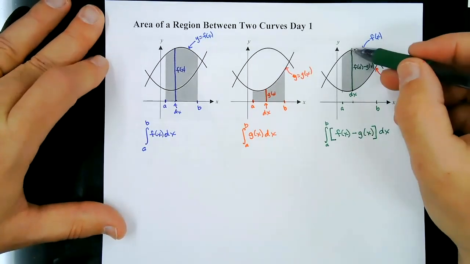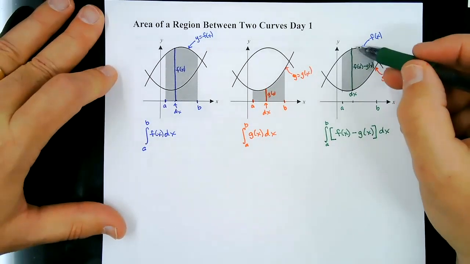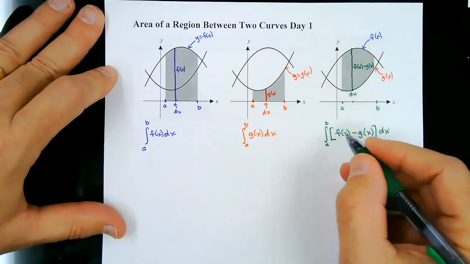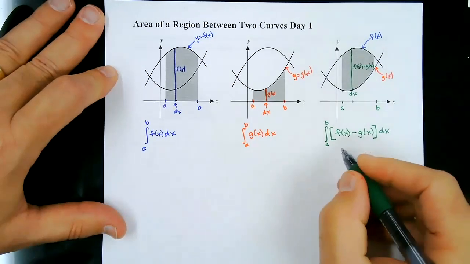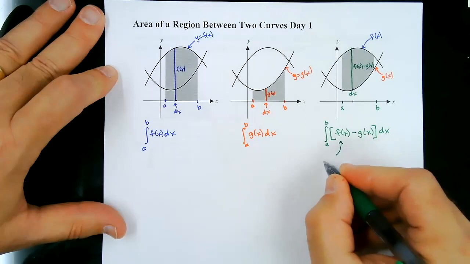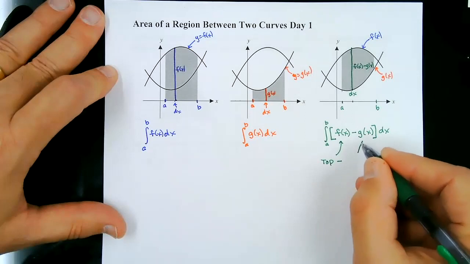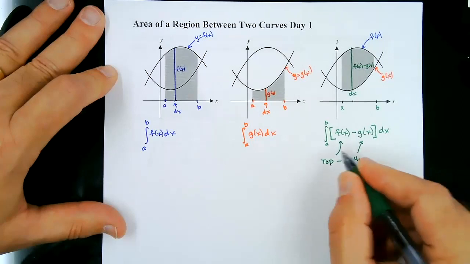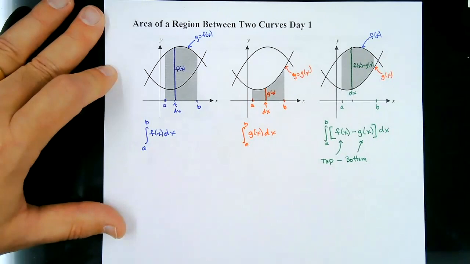Now, the height needs to be positive. In order to make that positive, we have to take the top curve minus the bottom curve. So really, this f of x is the top. That's why I picked that one, and I subtracted g of x, which is the bottom. You can think of this as the top, which is going to be a larger y value, minus the bottom, which is a smaller value. That will always guarantee you have a positive value for your height here. Because when we talk about area, we're talking about the actual area, so we want it to be positive.